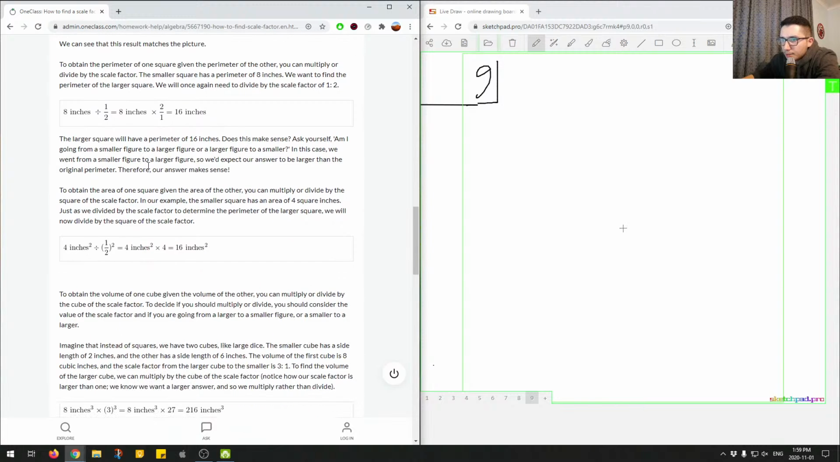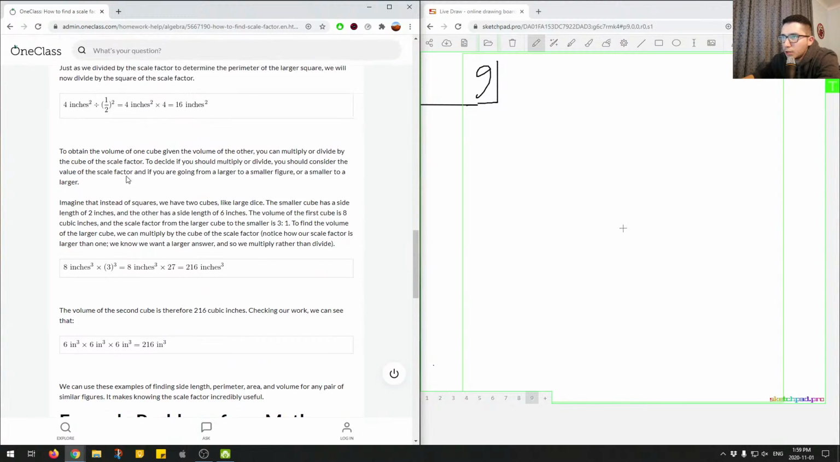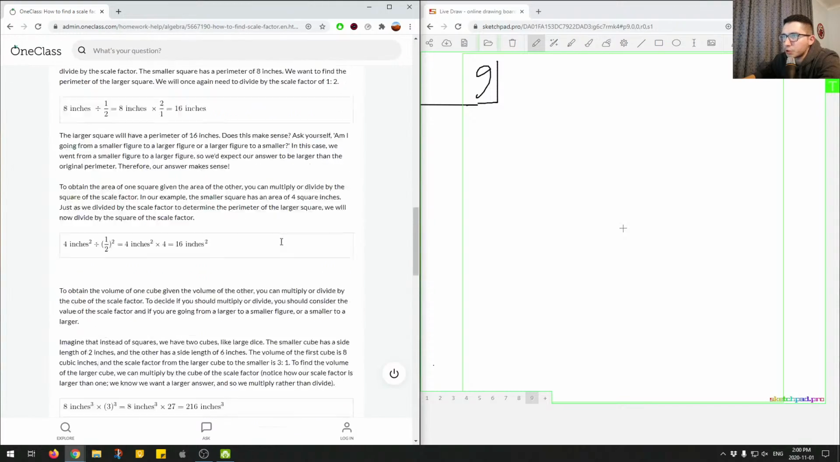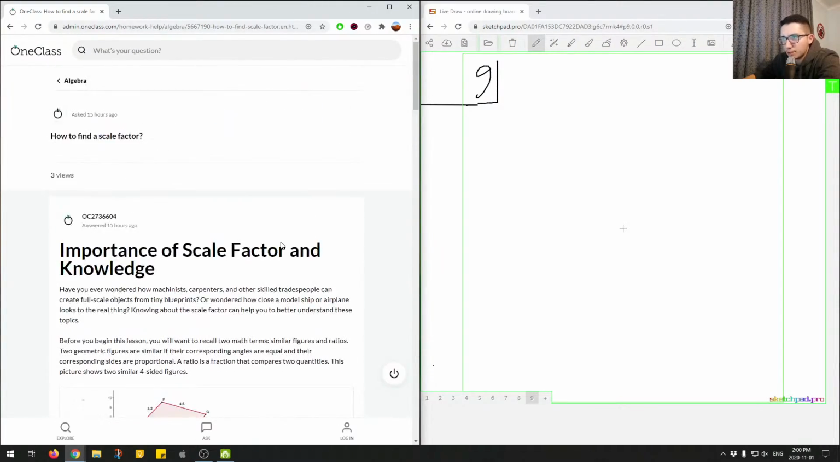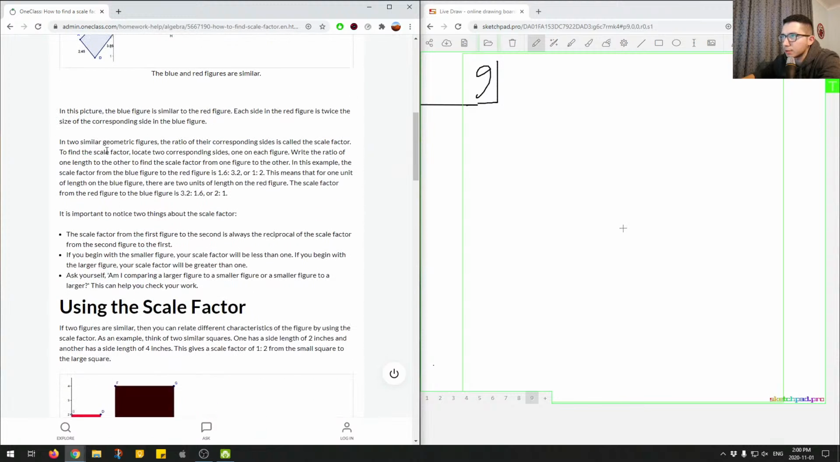Okay, let's scroll down over here. So they also give a cube kind of explanation, but really let's go down to, so I'll give you the simple explanation. This is a long explanation, but essentially it's this definition that we highlighted over here. In two similar geometric figures, the ratio of their corresponding sides is called the scale factor.